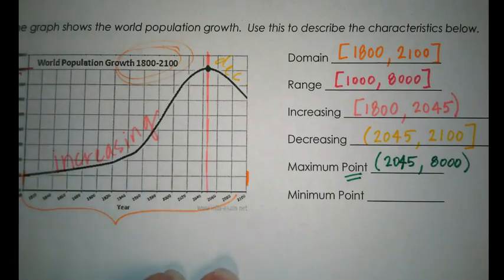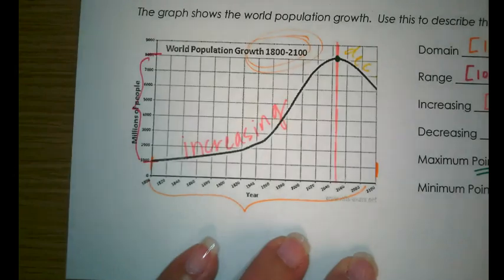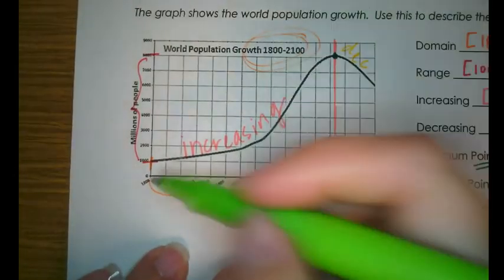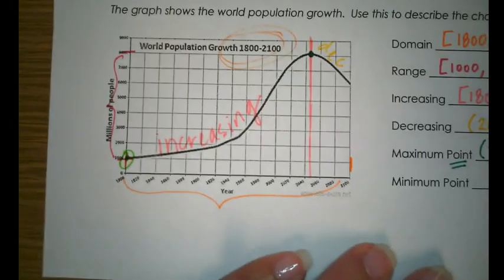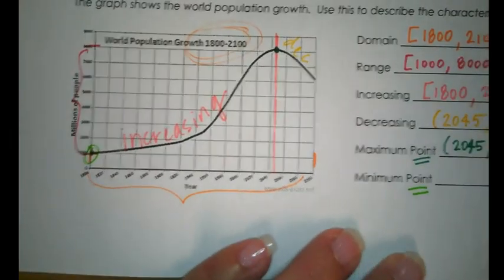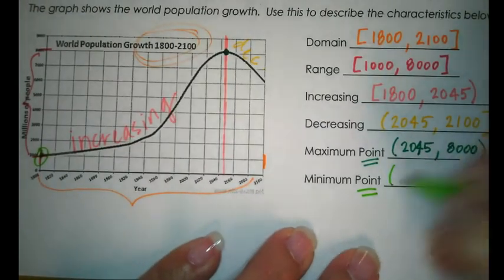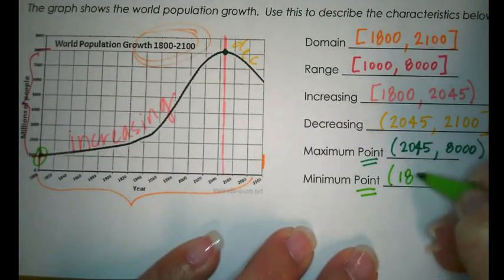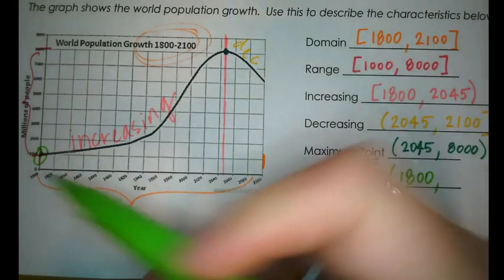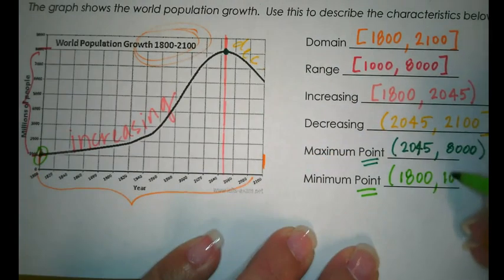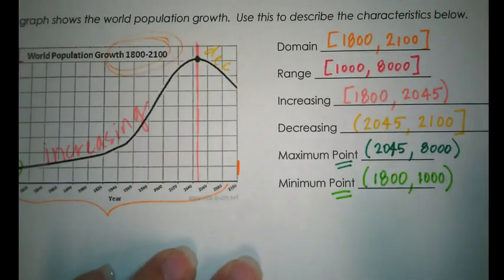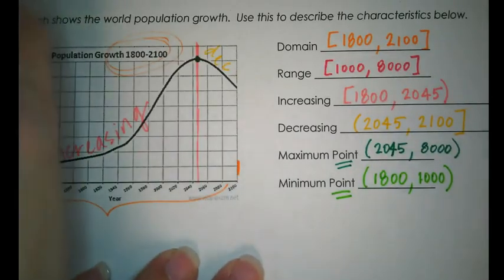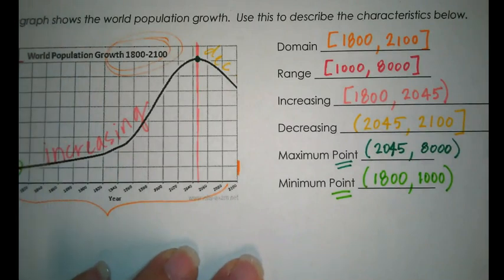And then our minimum looks like it occurred way back here at the beginning. So this looks like our minimum right here. And again, that is a point. So our minimum point occurred in the year 1800. The population was at 1,000 million people. And again, that's a point, an ordered pair, so we use parentheses.